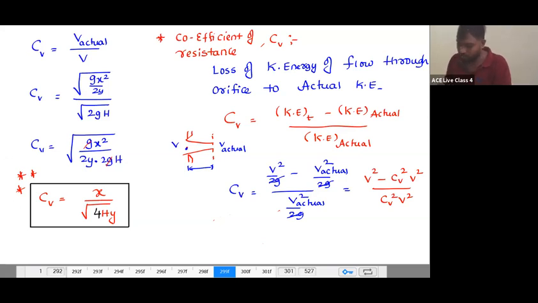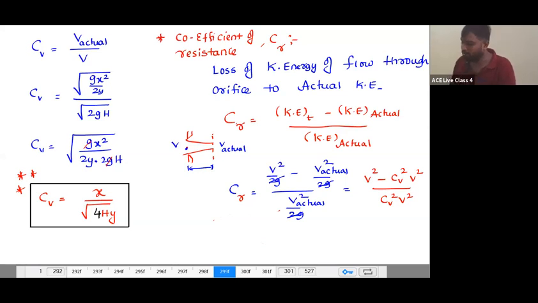This is not okay. This is not CV. I'm using it as CV, right? Sorry. Coefficient of resistance means CR. Coefficient of resistance is a CR. Okay.